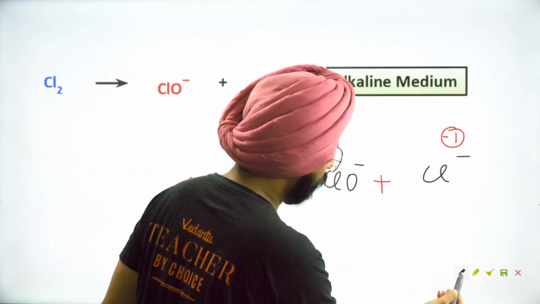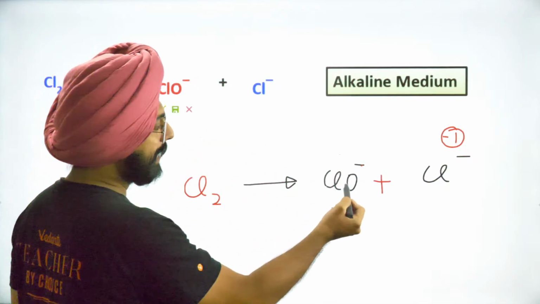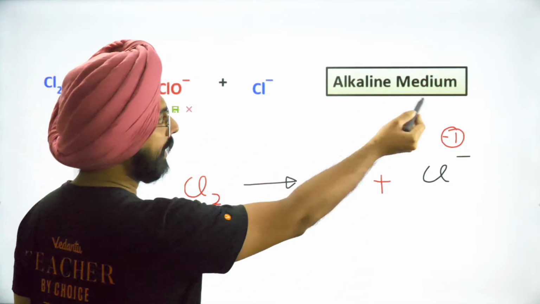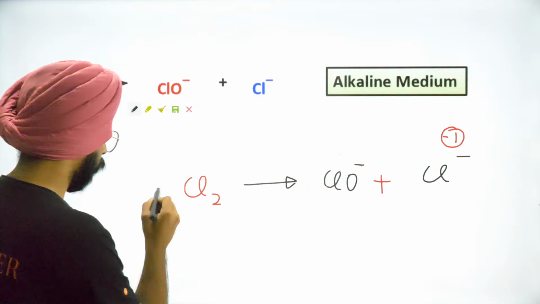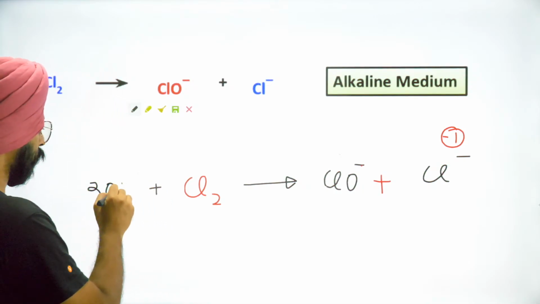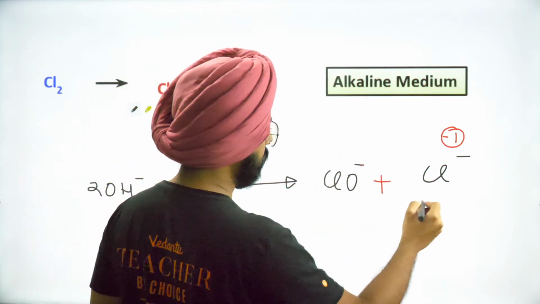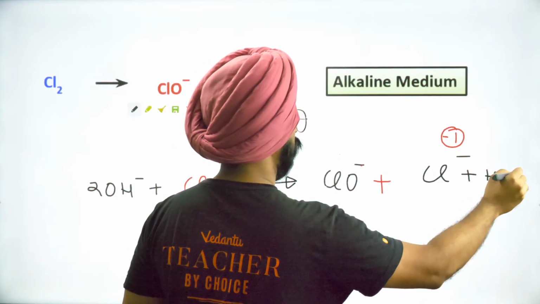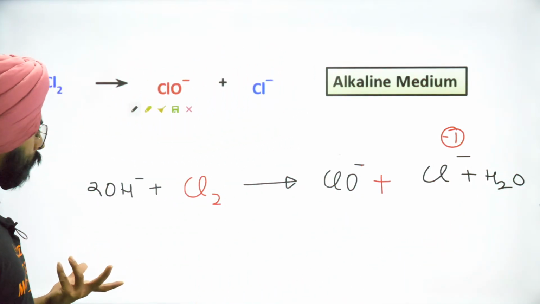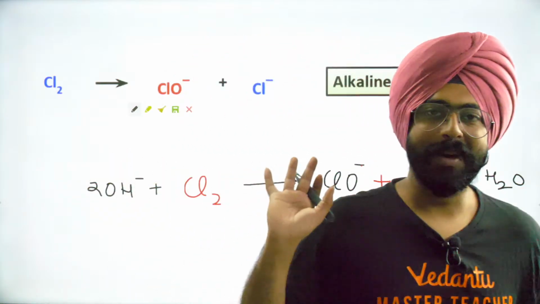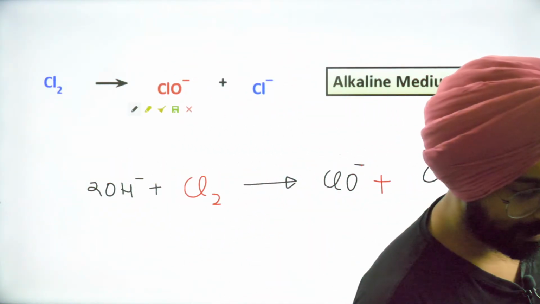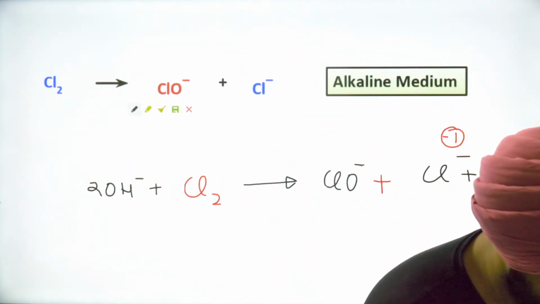The only thing that we need to do is create an extra oxygen on the left hand side in the alkaline medium. How will we do that? We'll simply add 2 times OH negative, and on the right hand side we can add an H2O, and I think we're done. A very, very simple homework I had given you. Let me see how many of you were able to give me the correct answer.